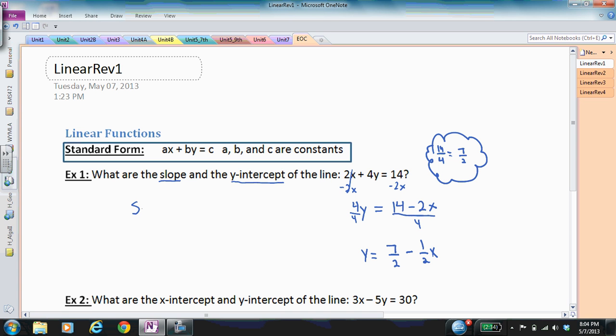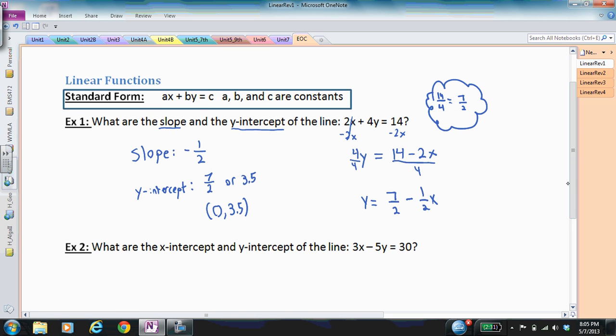So the slope is -1/2, and the y-intercept is 7 over 2, or 3.5. If I write that as a point, the value of x at all y-intercepts is 0, so it would be 0, 3.5 if I wrote it as a point.